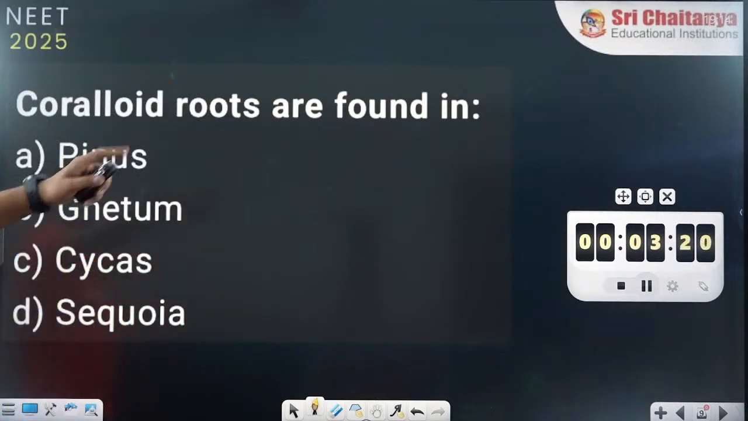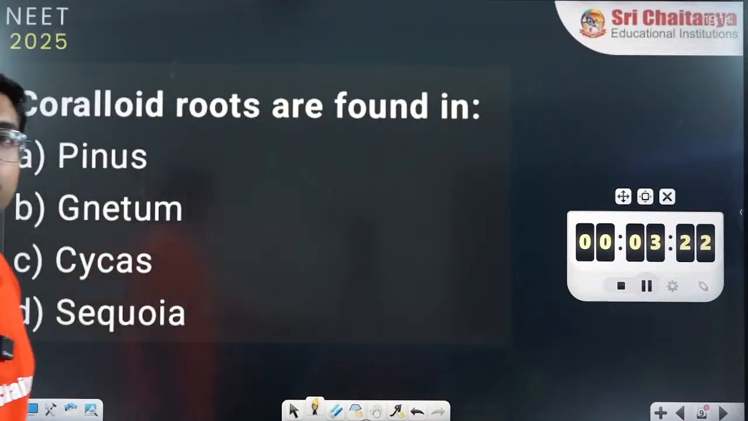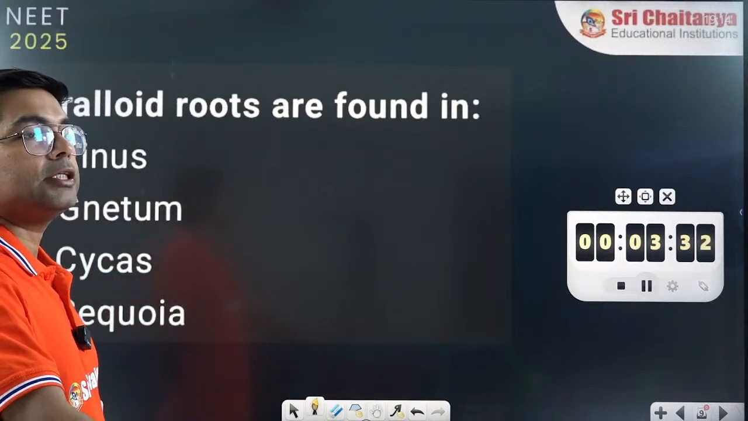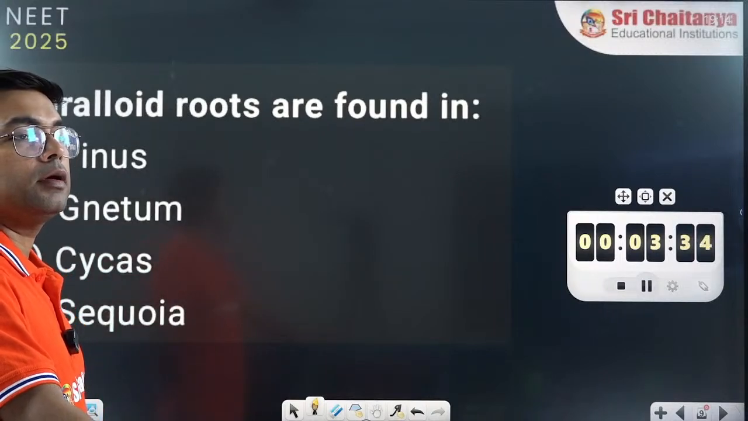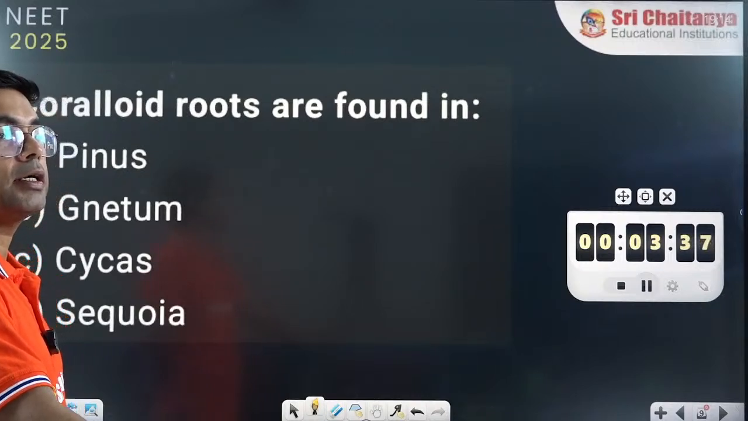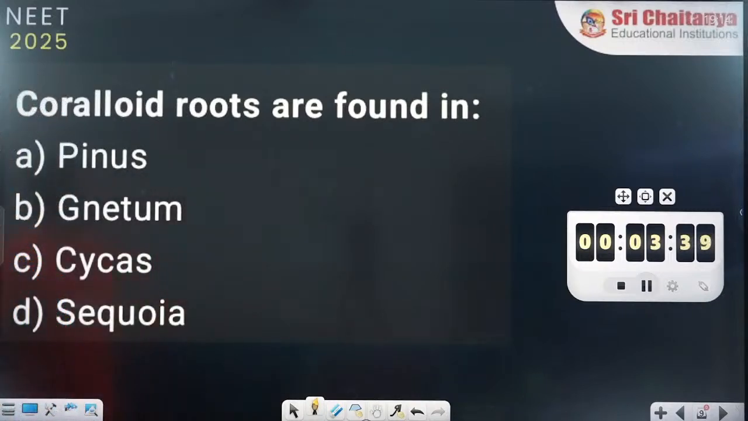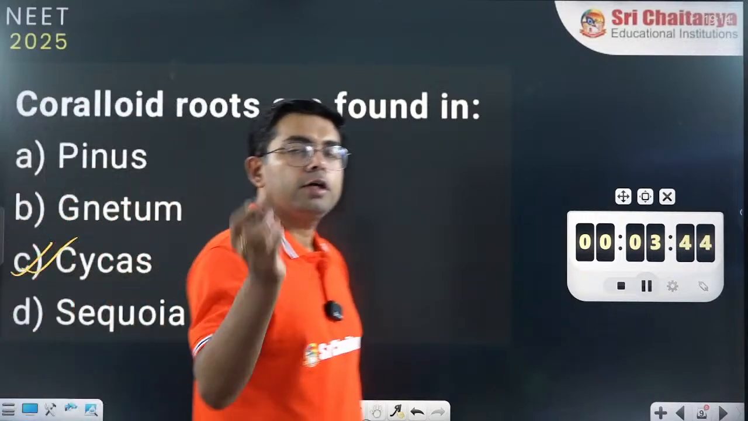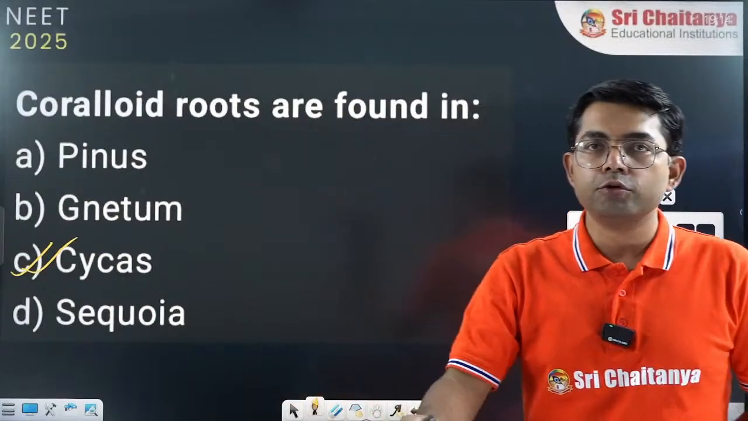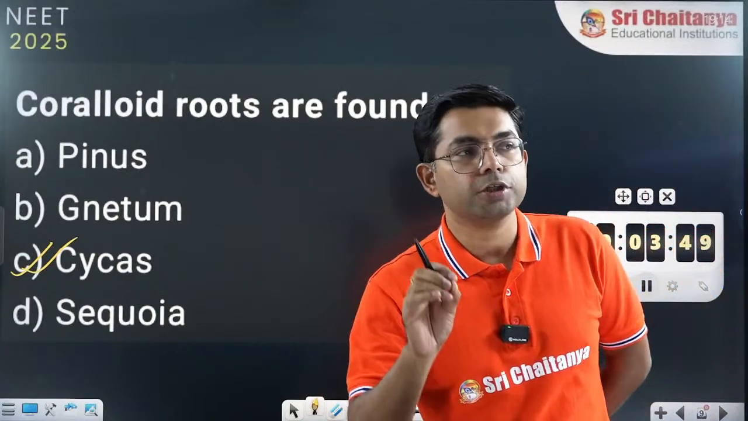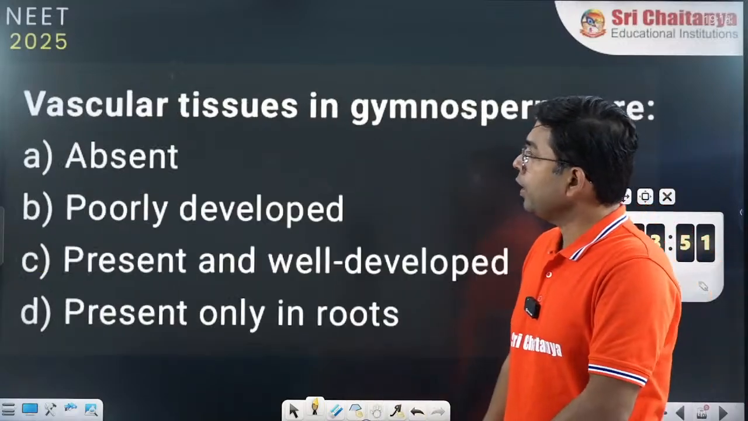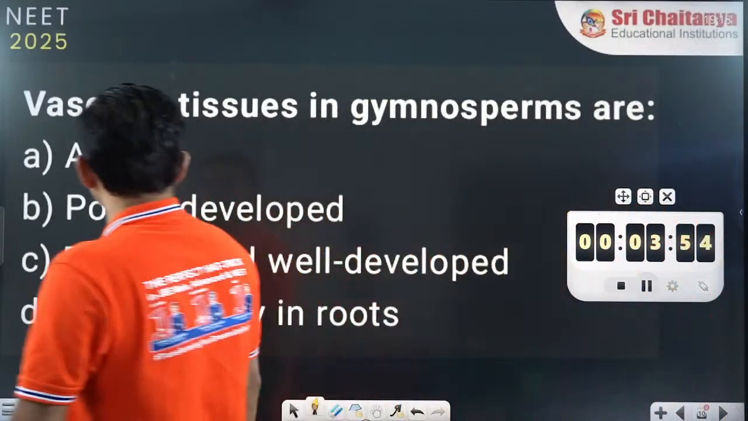Now, coralloid root is found in... again a similar question. Coralloid root is found in... Yes, Reshma, Lakshya, Jaswant, Sheikh. Okay, so C. Very good. Suma, C. So it is Cycas. So C4 Cycas, C4 coralloid root, C4 cyanobacteria for nitrogen fixation. Very good. Now, next question.